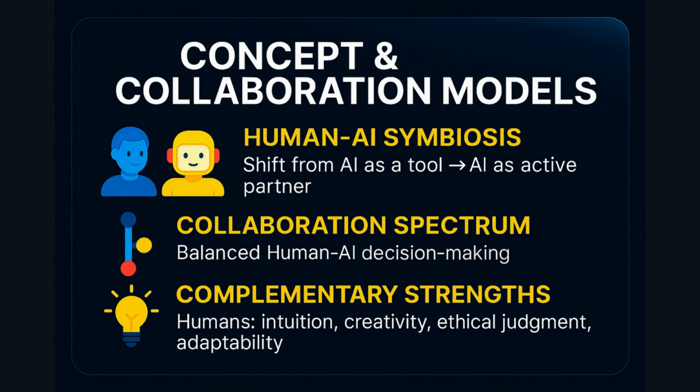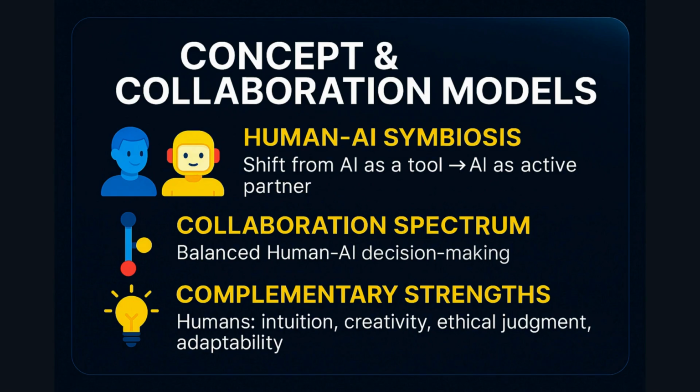As artificial intelligence continues to evolve, the nature of human AI interaction is undergoing a profound transformation. This slide introduces the concept of human AI symbiosis, marking a shift from AI as a passive tool to an active collaborator in decision making and problem solving. The collaboration spectrum, ranging from human led machine assisted models to machine led human assisted systems, captures the diverse ways in which humans and AI can work together.